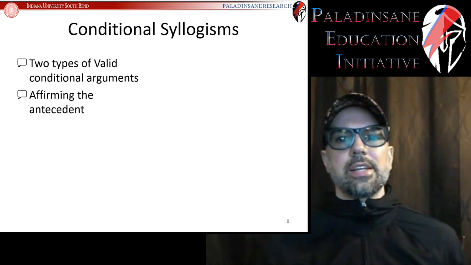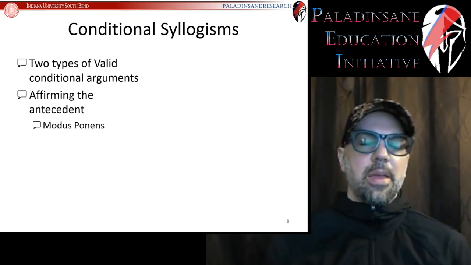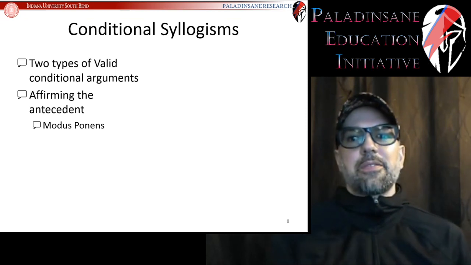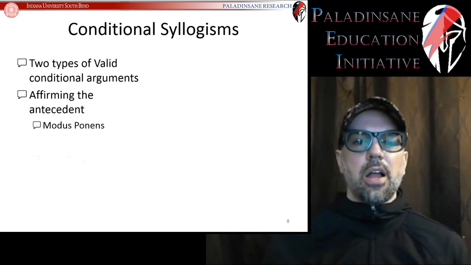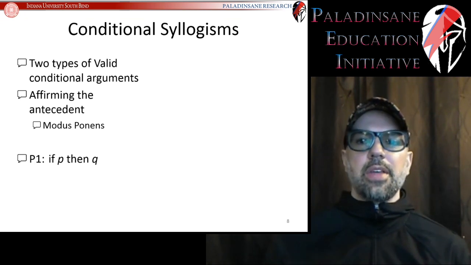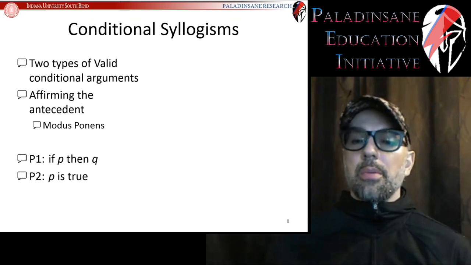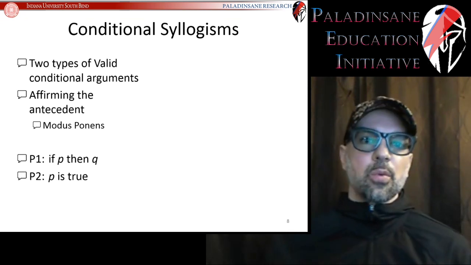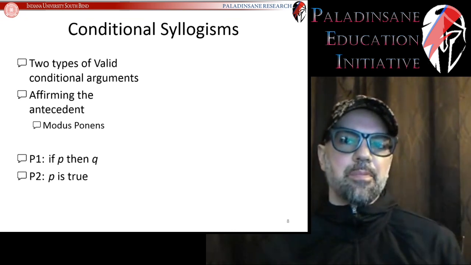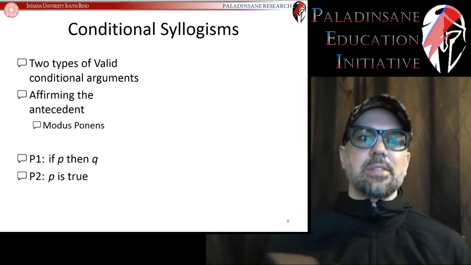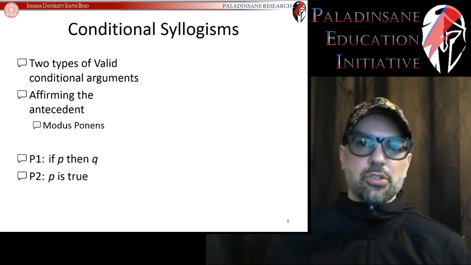So the first one is affirming the antecedent. And that's known by its more fancy Latin phrase, modus ponens. And the structure of this argument is as follows. Premise number one, if P then Q. Premise number two, P is true. So remember that P is the antecedent. We're saying that P is true. This is where this argument gets its name. So affirming the antecedent is literally affirming the P portion, that is, saying that P is true.